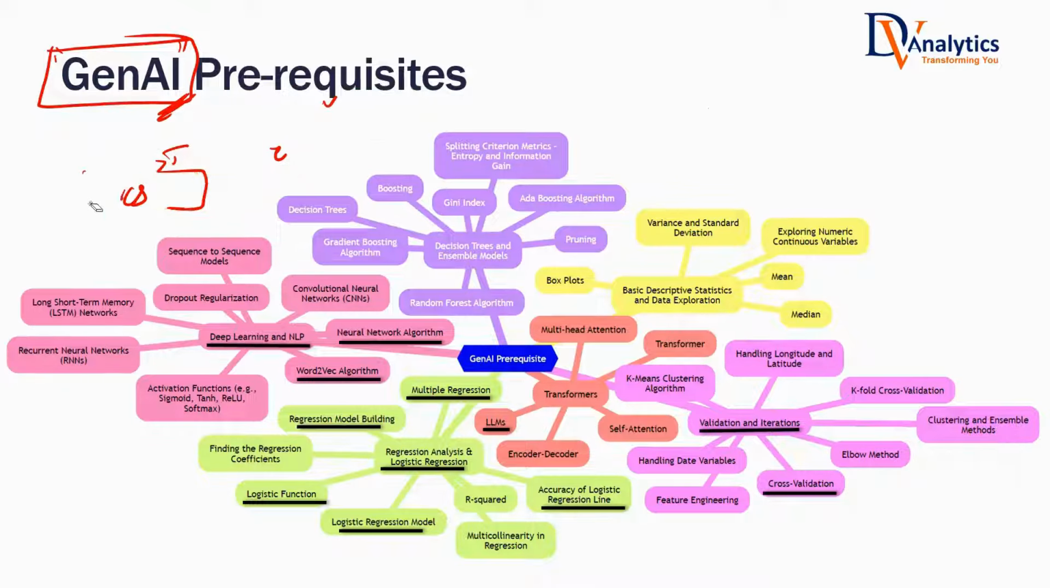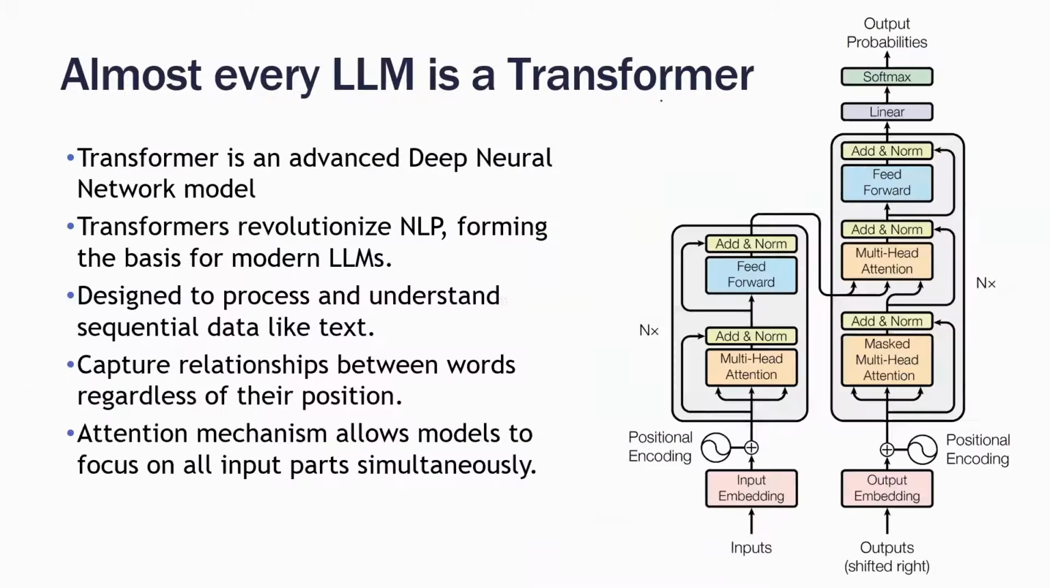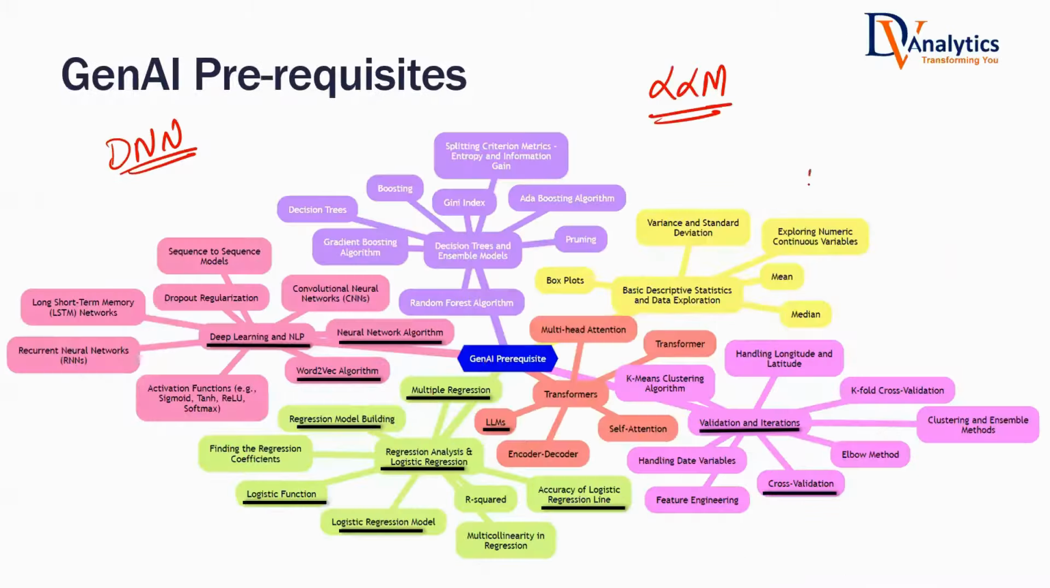Now, coming back to our course, we have covered some of the topics. The last topic that we have covered is converting words into vectors. And then we have also covered deep neural networks. Almost every large language model that we are talking about right now is a transformer. Now, what is a transformer? A transformer is a very large language model, or a very deep neural network. Almost every transformer is a deep neural network. So we have discussed deep neural networks. What is a deep neural network?